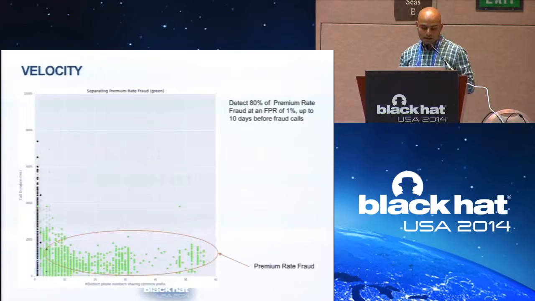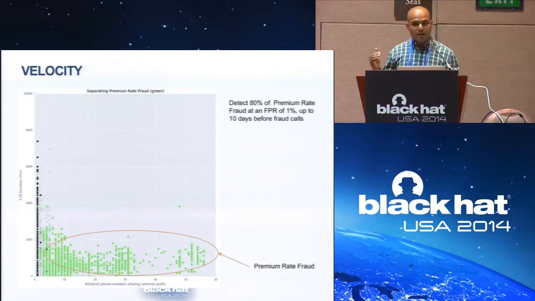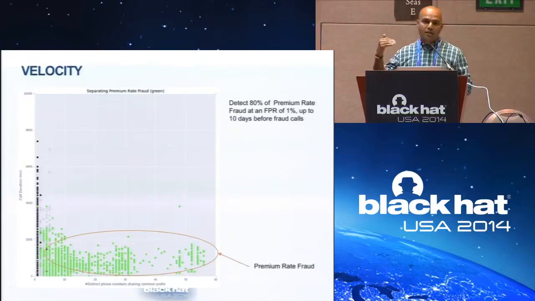So let's look at velocity. Remember the premium rate fraud we talked about, the traffic pumping fraud, where fraudsters create fake premium numbers and pump traffic to it? Those can very well be detected by velocity features. In particular, one of the things that fraudsters do when they implement premium rate fraud is try to find valid customers of a telco so that they can actually claim to be valid customers for that. They spoof numbers for valid customers.